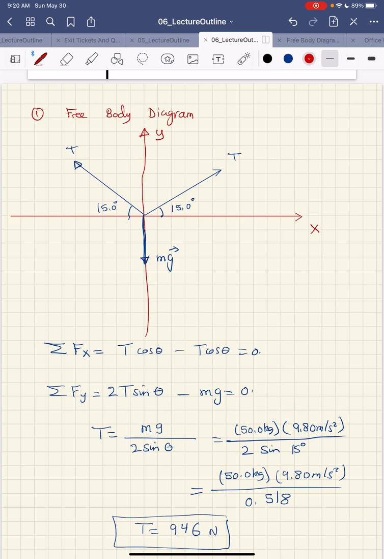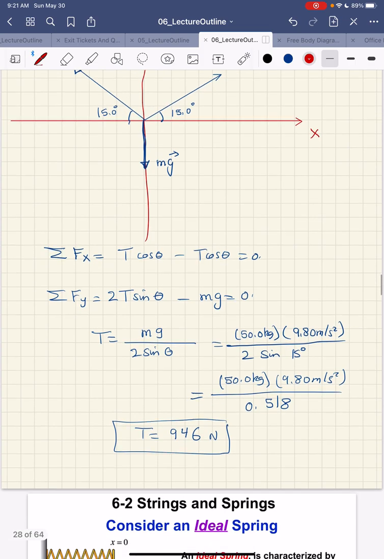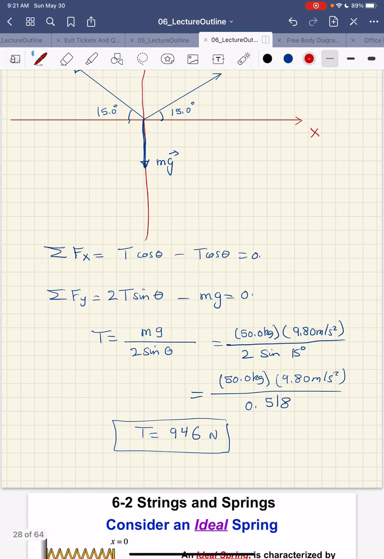Then T cosine theta minus T cosine theta equals 0. And for the vertical, sigma Fy, 2T sine theta minus mg should equal 0. I can use this one to calculate T, which is going to be 946 newtons.